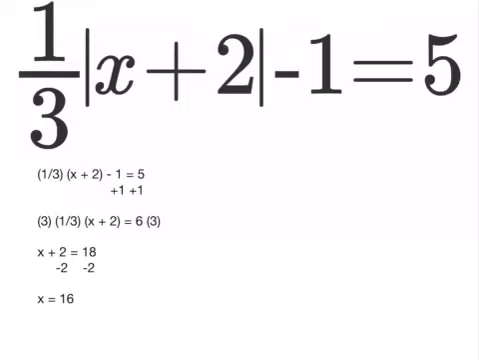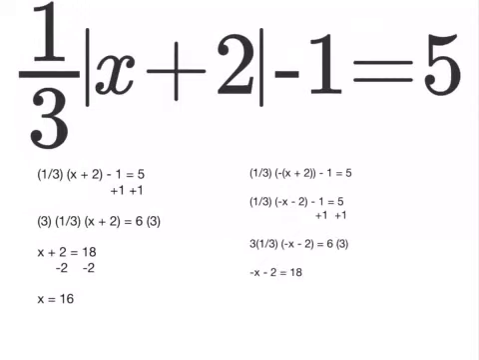Now, our other version of this equation is 1/3 of negative x plus 2, minus 1, equals 5. I'm going to change that, and I'm going to change this in the future to just be 1/3 of negative x minus 2, minus 1, equals 5. All right, our first step is going to be adding 1 to both sides. 1/3 of negative x minus 2 equals 6. Multiply by 3, just like before. Negative x minus 2 is now 18. So I would add 2 to both sides. Negative x is 20. Which means x equals negative 20.